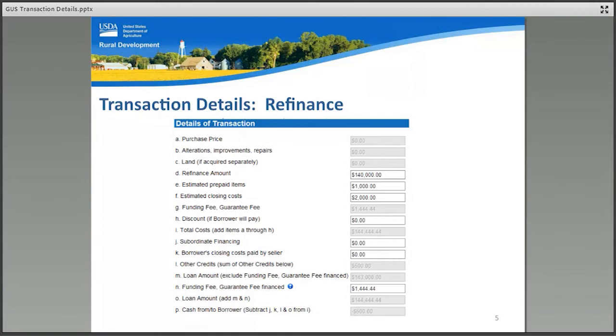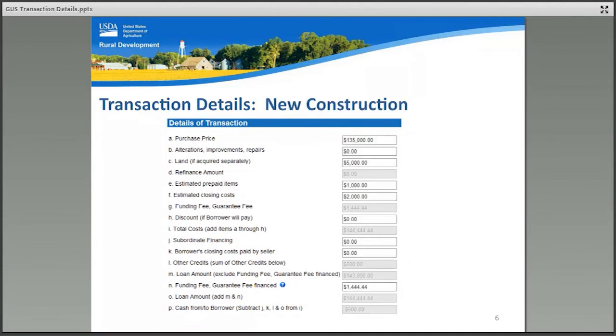Again, the borrower can only receive cash back in the amount that represents their own funds that are invested in the transaction. USDA refinance transactions are not cash out opportunities for debt reduction, money out for repairs, etc. Cash back at loan closing on a refinance is typically very low and is typically the result of final escrow calculations and adjustments.